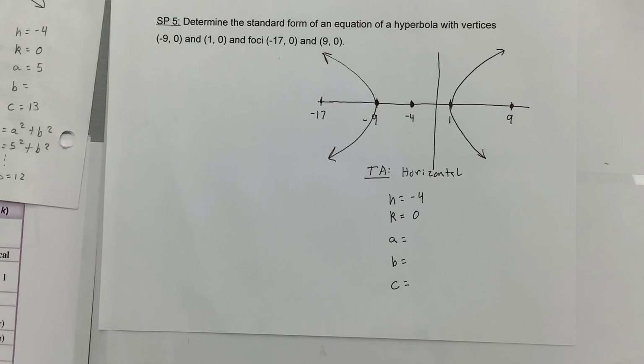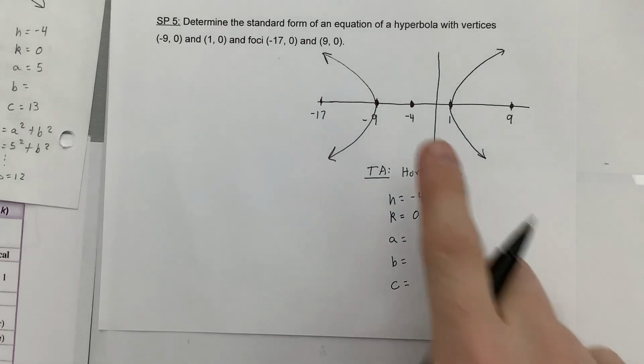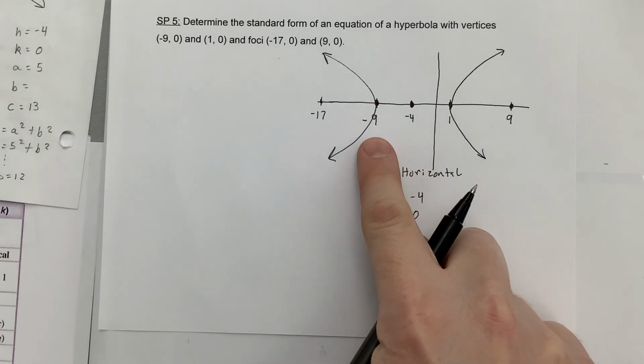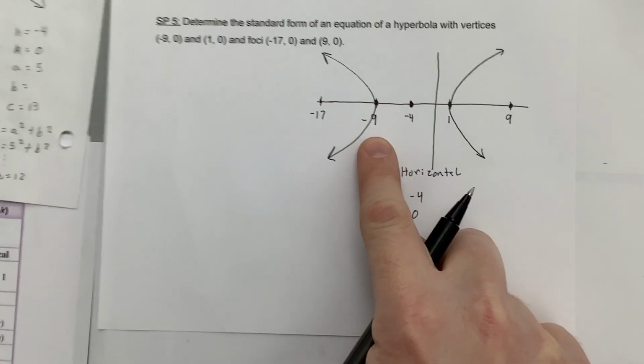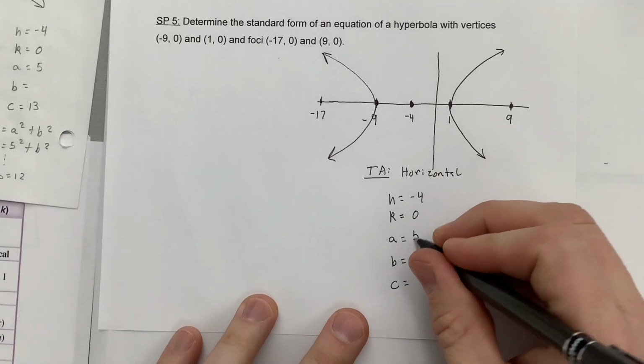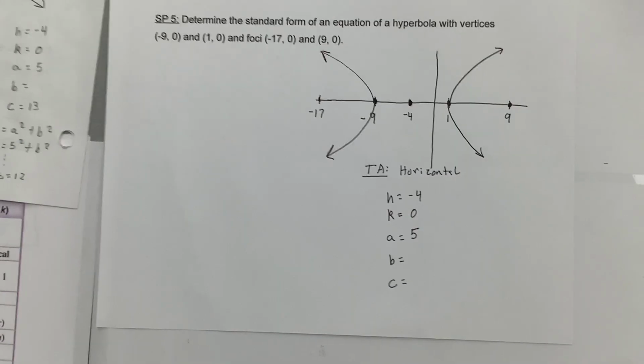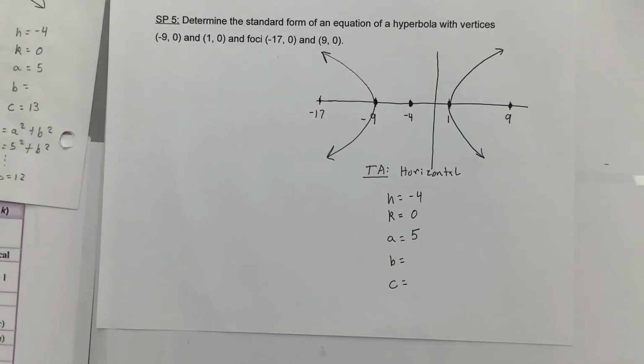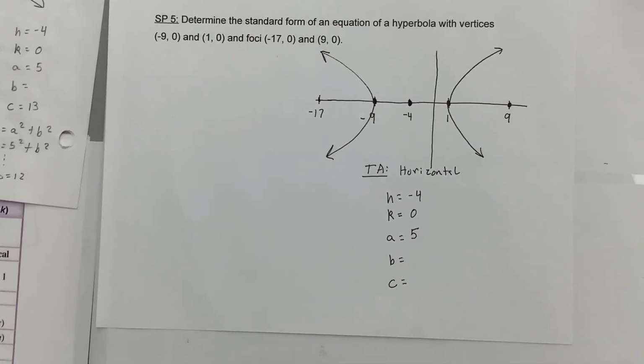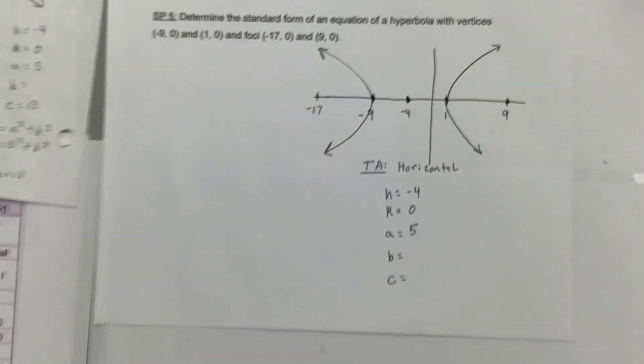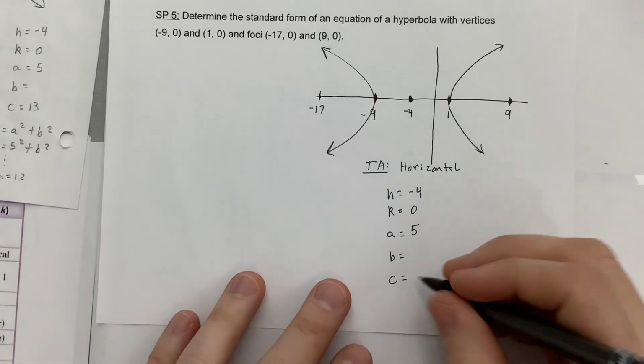What did the A value represent again? Distance from what to what? 16. Vertice to the center. So if our center's at -4 and one of these is at -9, what's that distance? Oh my gosh. 5. There you go. C value, distance from the center. Yeah, so when you said 25, I think that's what you meant, right? We'll go with it. C, -4 to 17, 13 units.